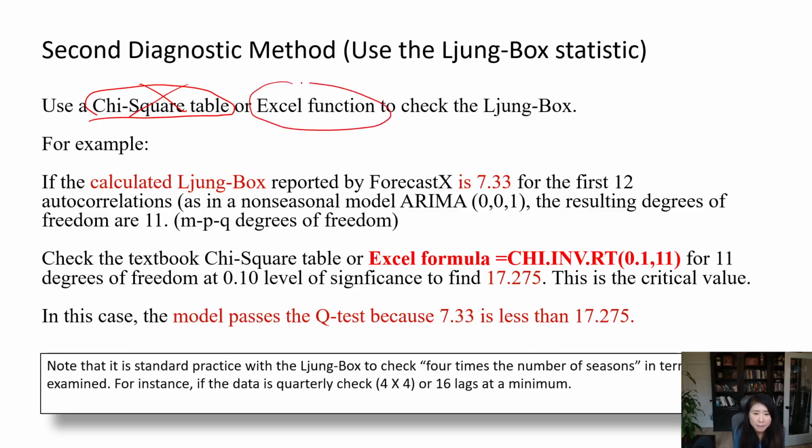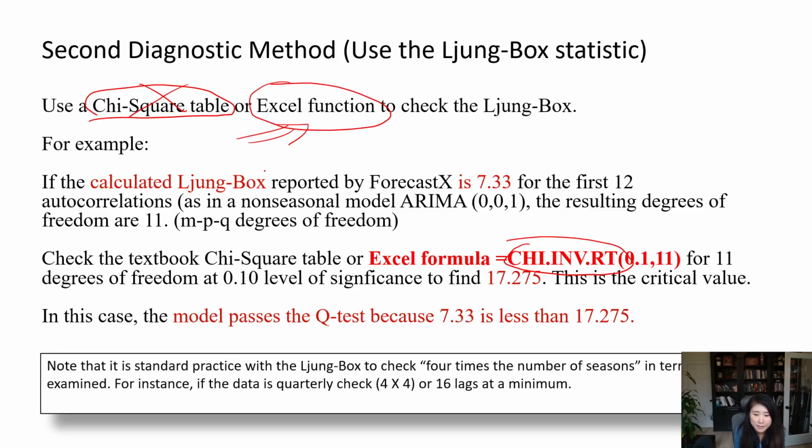However, if you have Excel, and I'm sure if you have a laptop, it has Excel, we can use Excel to help us calculate this critical value. Therefore, for this class, I want my students to use Excel to calculate a critical value instead of the chi-square table in your textbook. So what formula are we going to use? The formula is called CHISQ.INV.RT. We are using the right tail chi-square test to test our Ljung Box statistic.